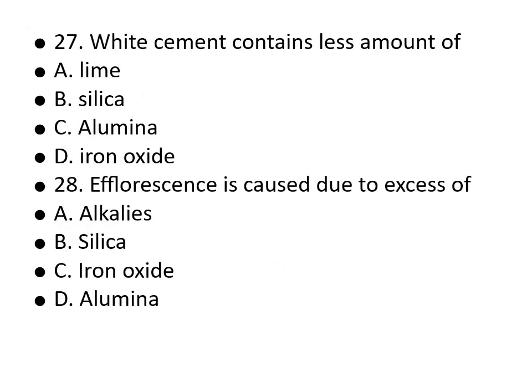27th question, white cement contains less amount of iron oxide, that is option D is the answer. 28th question, efflorescence is caused due to excess of alkalis. Option A is the answer. Excess of silica makes strength of cement increase and also increases the setting time of cement. Excess of iron oxide makes the cement unsound. Excess of alumina makes the strength of the cement decrease.